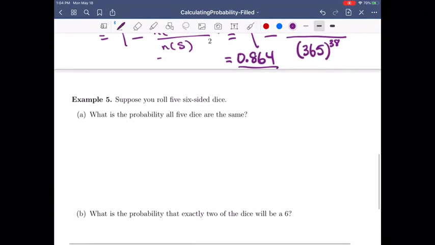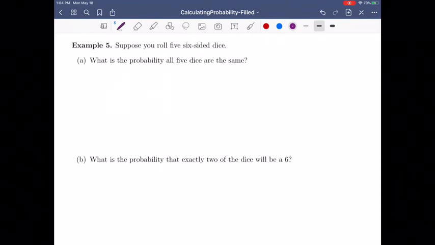Okay, one more example. So suppose you roll 5 6-sided dice. Okay, everybody loves these dice questions. So it's like you're playing Yahtzee. Now we want to know what's the probability all 5 dice are the same. So here we want to first think about the sample space.